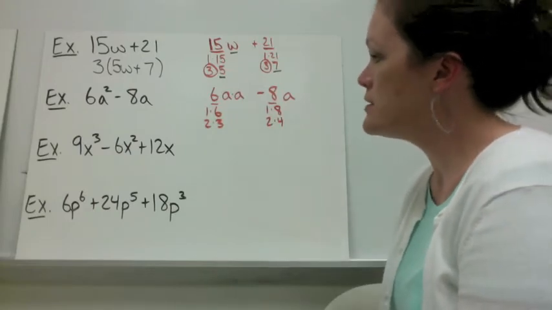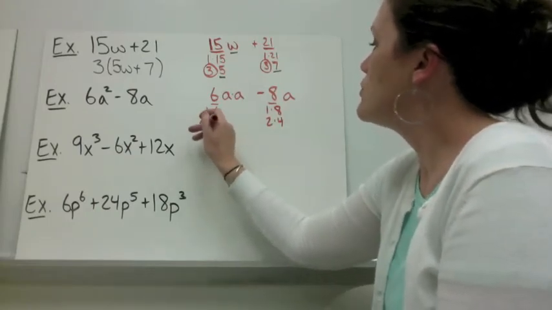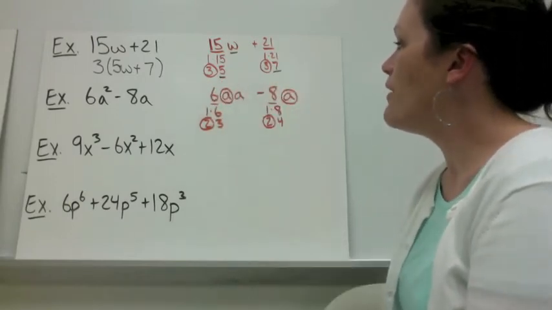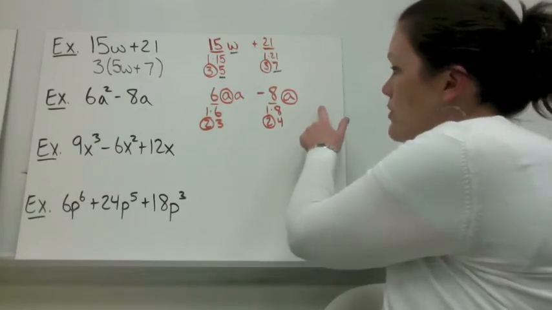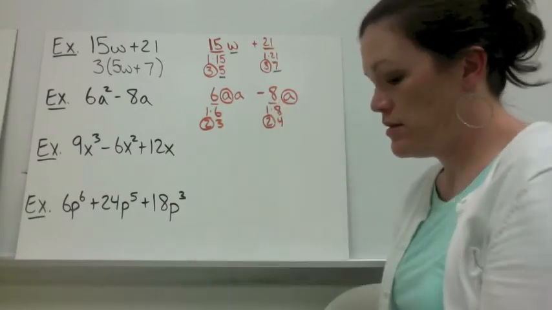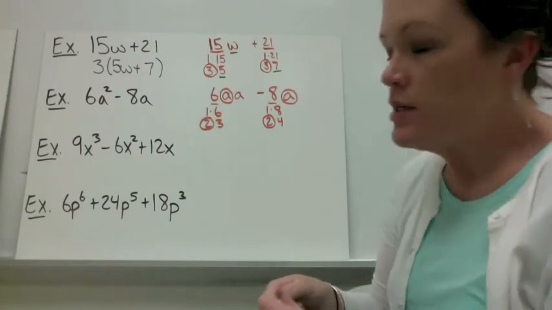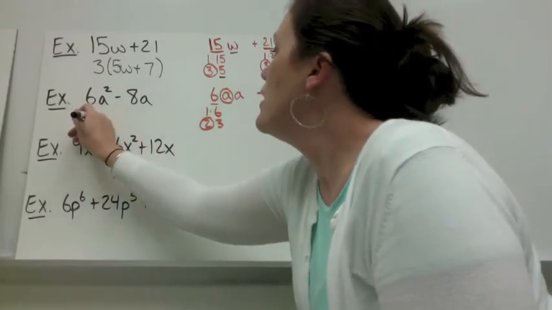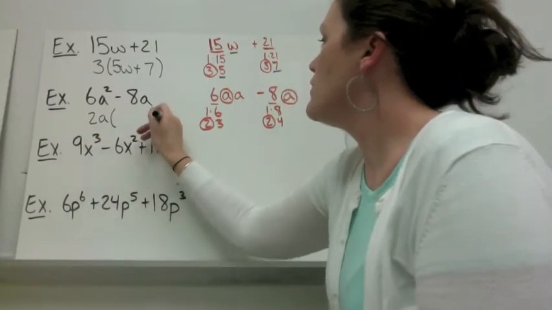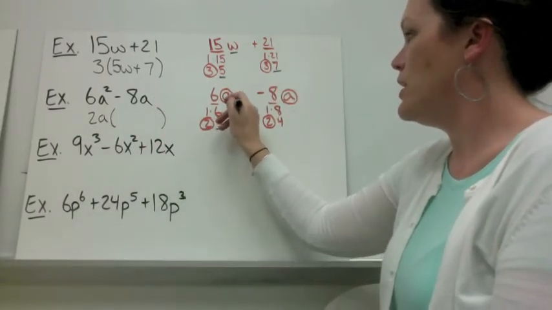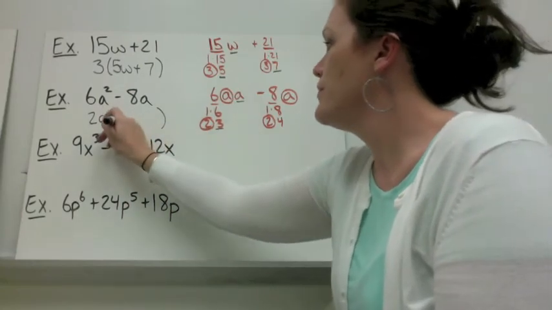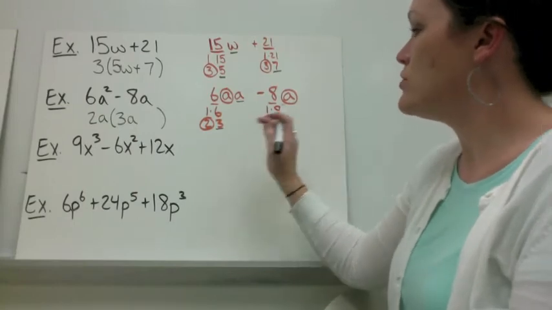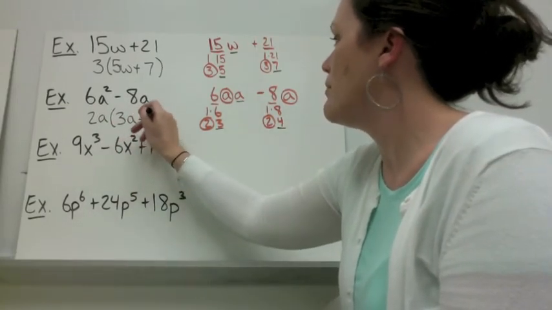So we look for our greatest number, which would be 2, but this time they do both have a letter in common. They both have one a, but 8 doesn't have another a, so I can't take out 2 a's, but I could take out 1. So we take out the 2a and write that out front, and what's left over is easy to find over here. I've got 3a that I did not circle, minus 4. But I circled a, so that's already out front. So I just need to write minus 4.